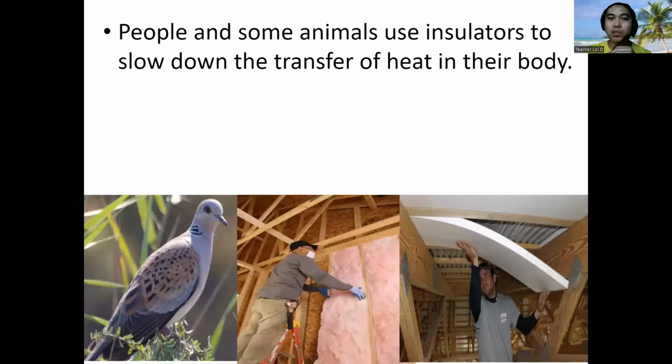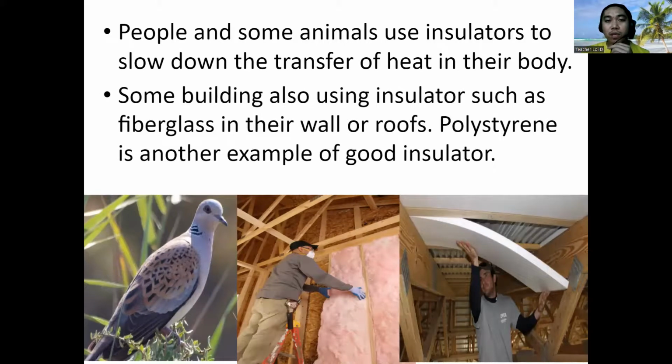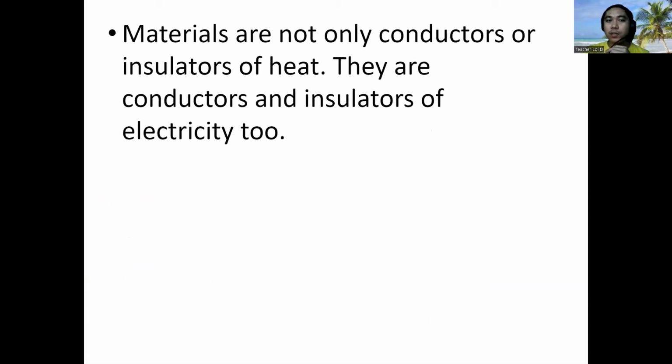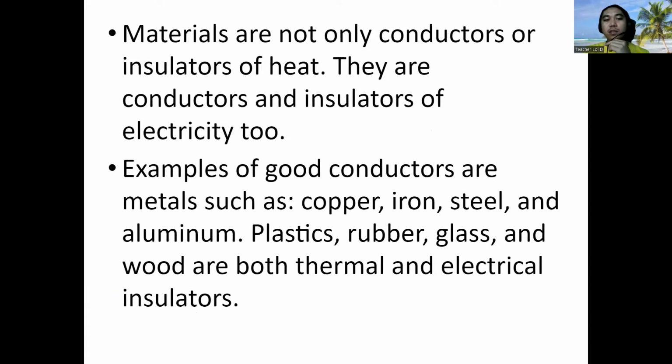Okay, people and some animals use insulators to slow down the transfer of heat in their body. Yun yung benefit na makukuha natin sa insulator. Some buildings also use insulators such as fiberglass in their walls or roofs. Polystyrene is another example of a good insulator. They do not allow heat to pass through. Same with electricity. Okay. So materials are not only conductors or insulators of heat. They are conductors and insulators of electricity too. Okay. Examples of good conductors are metals such as copper, iron, steel, and aluminum. Plastic, rubber, glass, and wood are both thermal and electrical insulators.